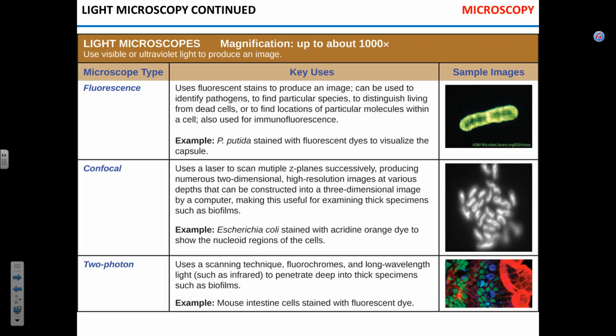Make sense? You can also attach fluorescent stain to an antibody, which specifically recognizes a bacteria, a virus, a protozoa, a certain structure, okay? And then you can distinguish different cells one from another. It's all possible with a fluorescent light, okay?